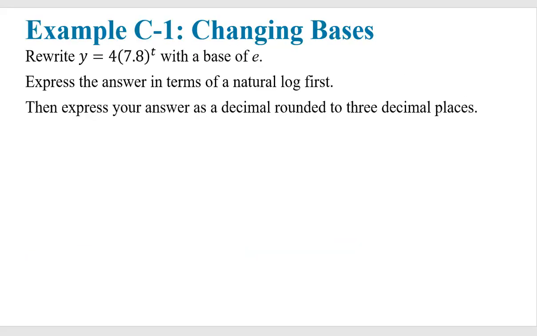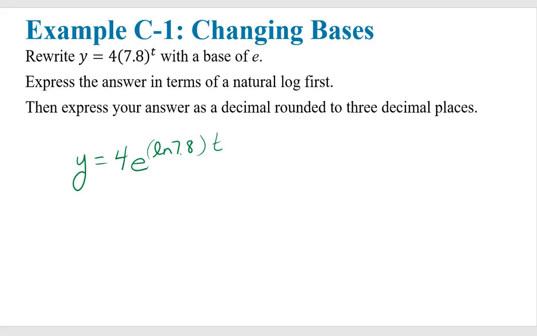So say you have this problem. y equals 4 times 7.8 to the t power. I would like you to rewrite it with a base of e. It says express the answer in terms of a natural log first, and then round any decimals. Okay, so we're going to rewrite y. We're going to keep the 4. And instead of 7.8, we're going to put e to the natural log of 7.8, and then we're going to multiply that by t. So that is leaving it in terms of a natural log.